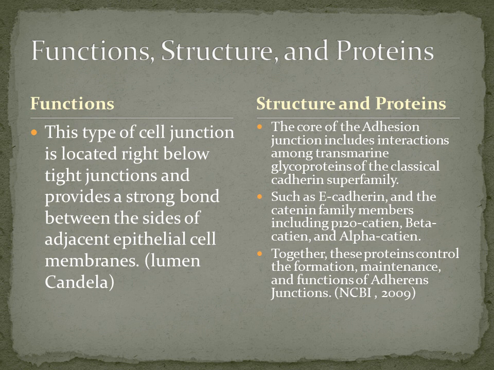As far as function goes, this type of cell junction is located right below tight junctions and provides a strong bond between the sides of the adjacent epithelial cell membranes, provided by Lunin-Cadil.